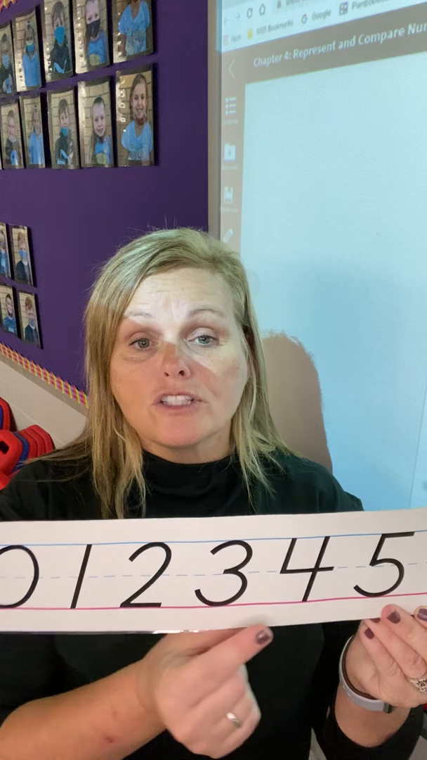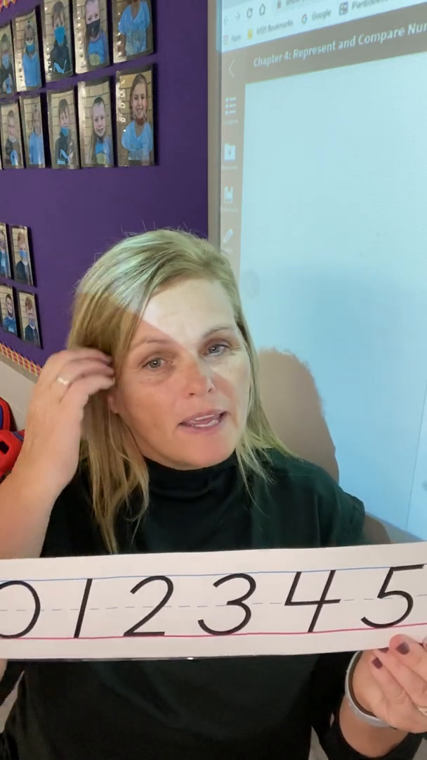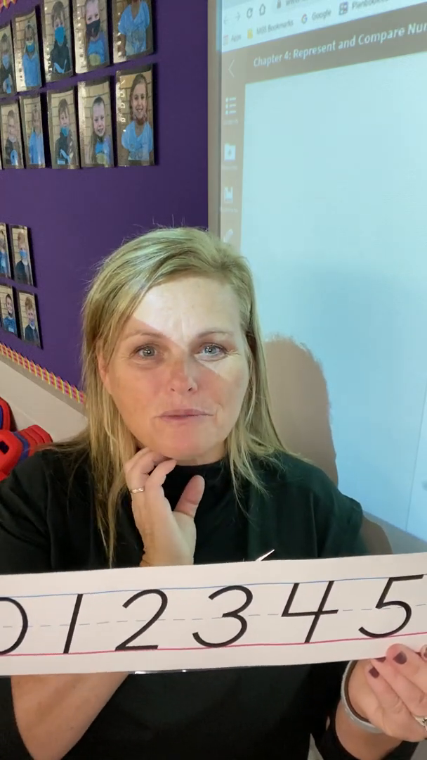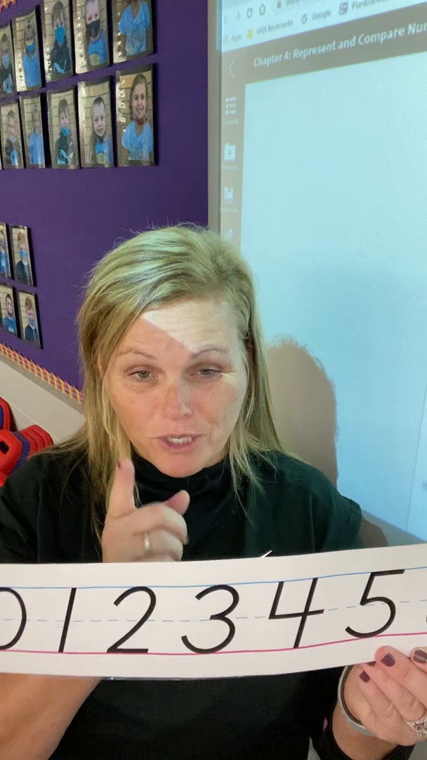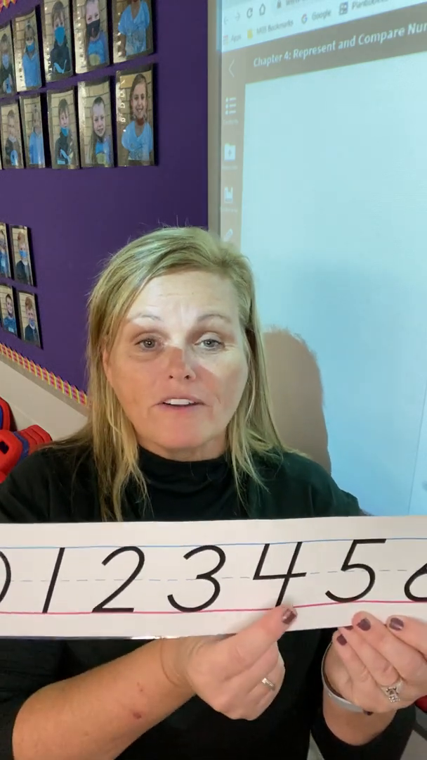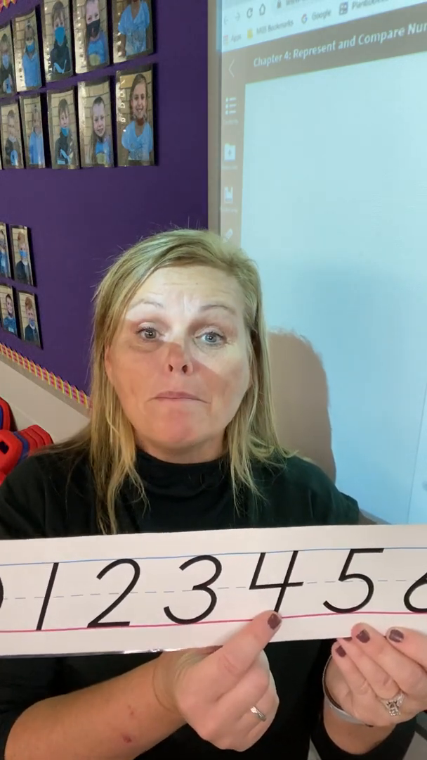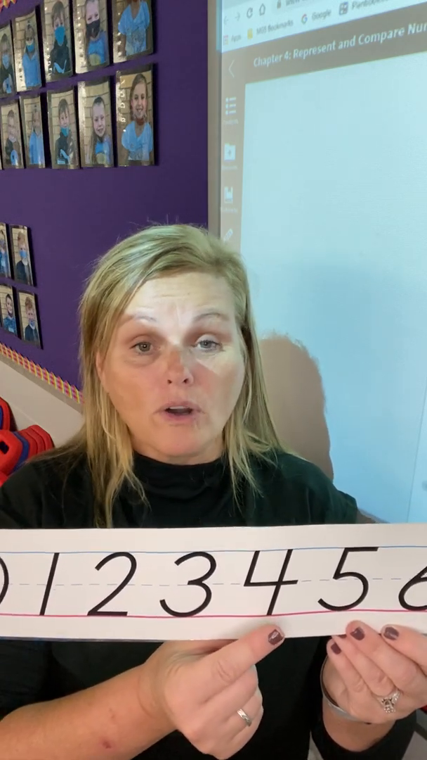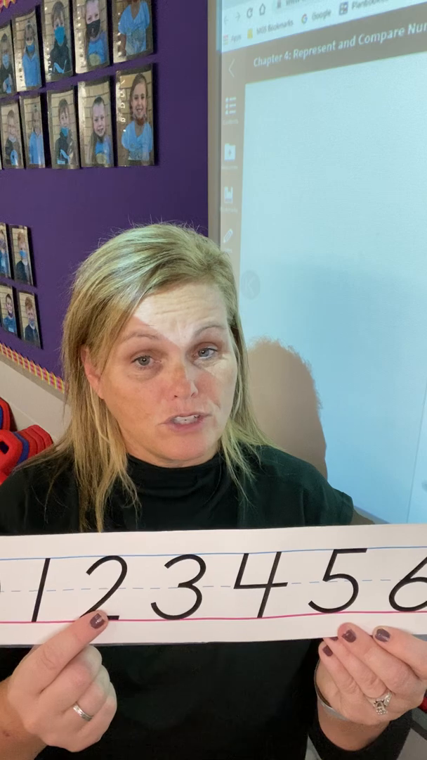So if I'm comparing 2 and 4, think of it this way. If I had 2 pieces of bacon and 4 pieces of bacon, which one would you rather have? If you like bacon, that is. Which one would you rather have? You'd rather have 4 because it's more. So 2 would be less than 4, or 4 is greater than 2.